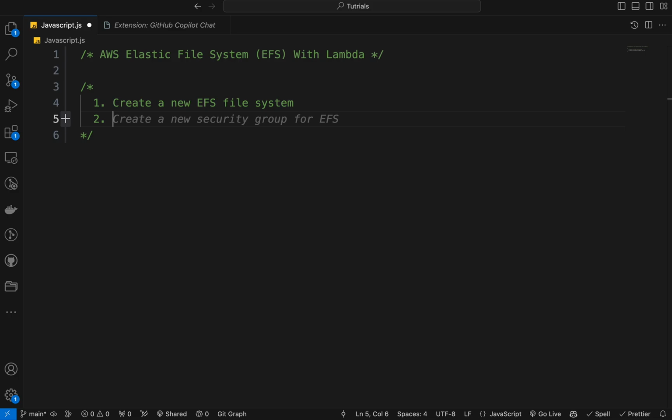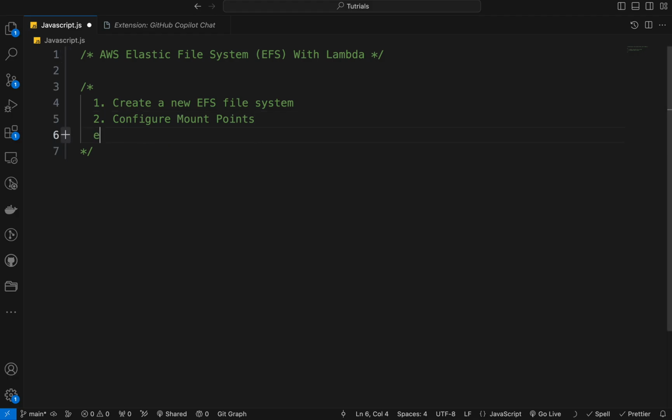After that, you configure mount points. You set up mount points for the EFS file system in your VPC. These mount points should be in the subnets that have access to your Lambda functions.